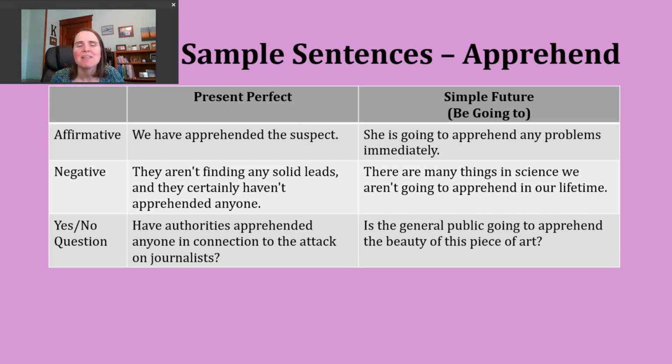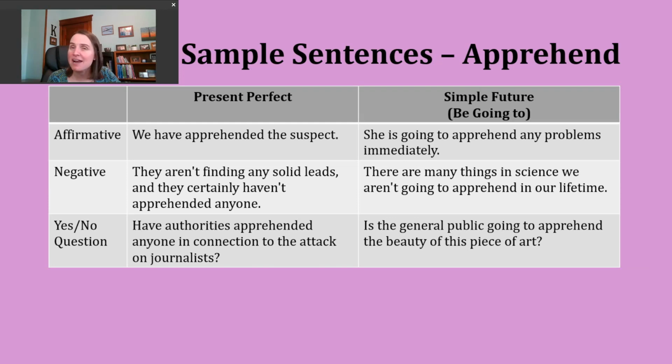Finally, let's look at making a yes or no question in the simple future with be going to. To do this, you want to start with a form of be, whatever form matches your subject. That subject comes next. Then we'll use going to and then the base verb. Here's my last example. Is the general public going to apprehend the beauty of this piece of art?